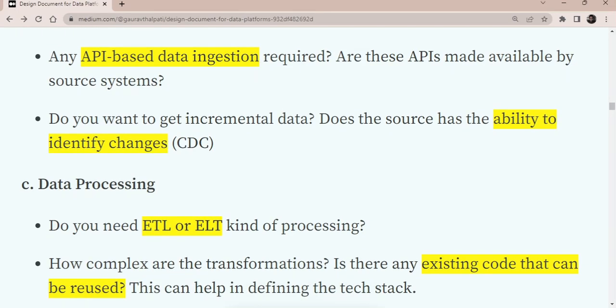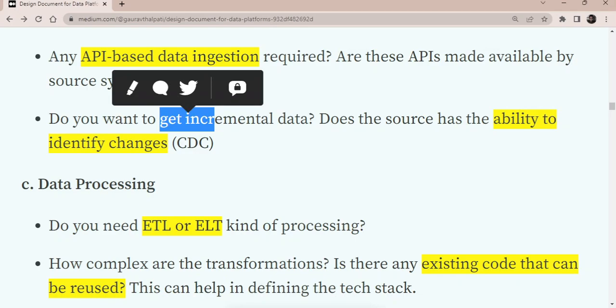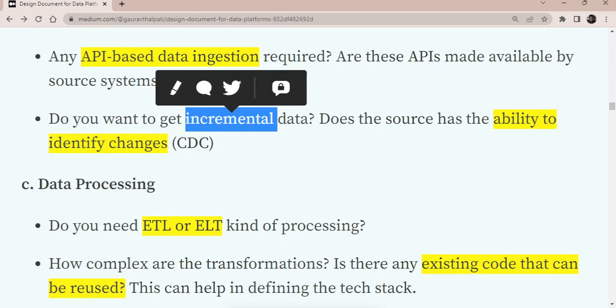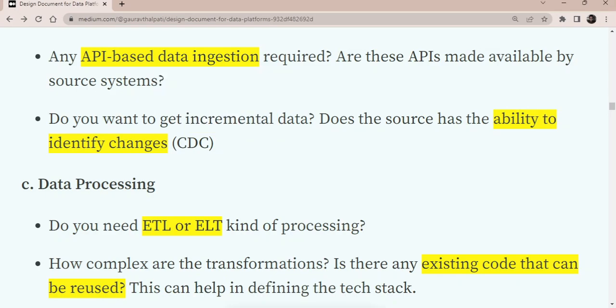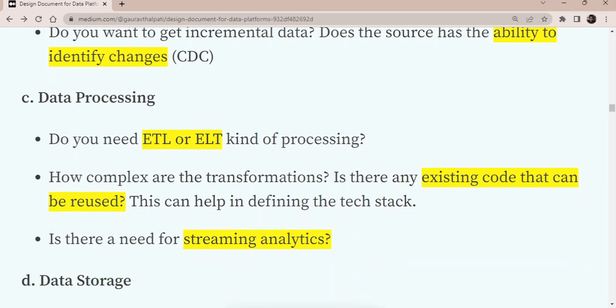CDC is an important key design consideration that you should look at, whether the source system has the ability to send you the deltas. If not, then how do you want to extract that data? Again, whether it is for a real time system, that is where different kinds of tools are available in the market. So list down all of these, because this is going to help you decide your tool stack. So this design considerations topic will help you decide on the tool stack.